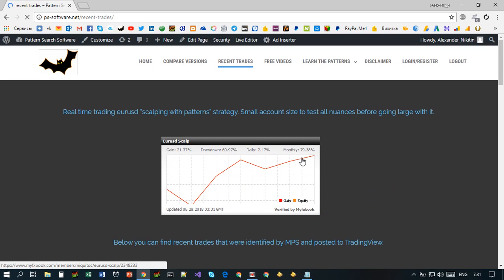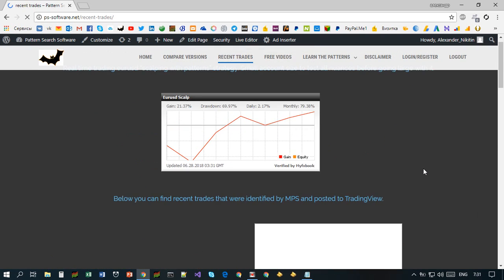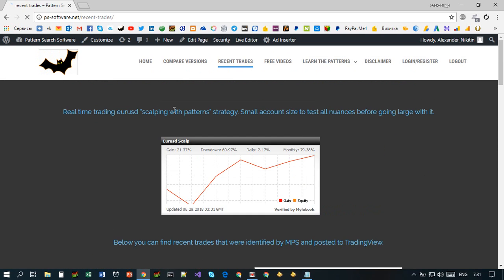You can also get acquainted with my recent trades, and here I have my scalping strategy on my very small account, and it's moving to the upside. This is the euro-dollar scalping with pattern strategy. If you are interested in this scalping strategy, you should watch my YouTube video that is called Scalping with Patterns. Simply find it in my videos list.